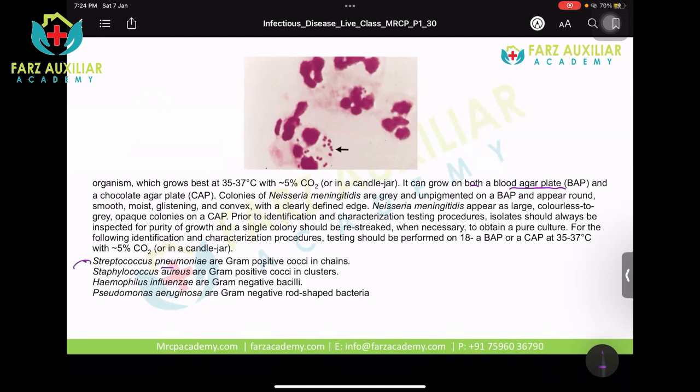Streptococcus pneumoniae are gram-positive cocci in chain. This is the differentiation. Staph aureus usually looks like grapes, so they are like clusters.